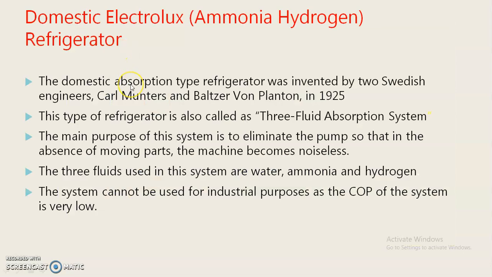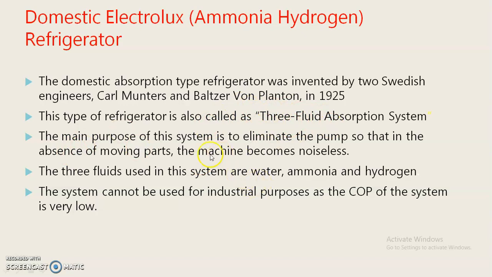Another refrigeration system is used for the domestic Electrolux refrigerator. This domestic absorption type refrigeration was invented by the Swedish engineers Carl Munters and Baltzar von Platen in the year 1925. This type of refrigerator is also called a three fluid absorption system. In this absorption system, three fluids are used: one is water, another is ammonia, and another is hydrogen.